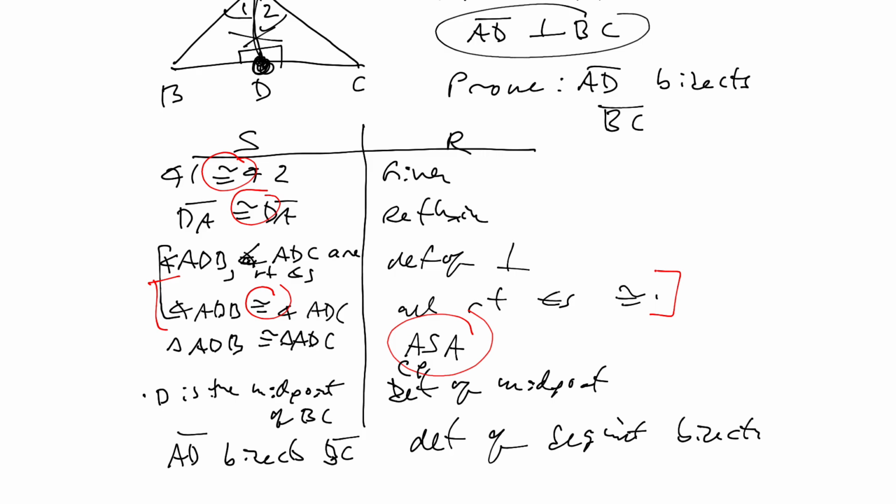Then you have to say CPCTC to say that BD is congruent to CD. Sorry about that mix up. CPCTC is why BD is congruent to CD. I should probably re-record the video, but I have too many videos to make, so I'm moving forward.